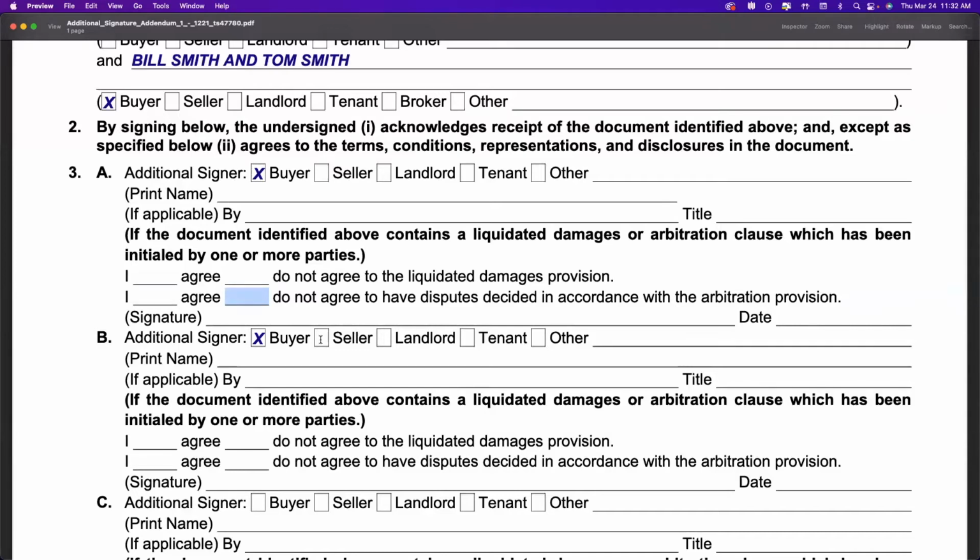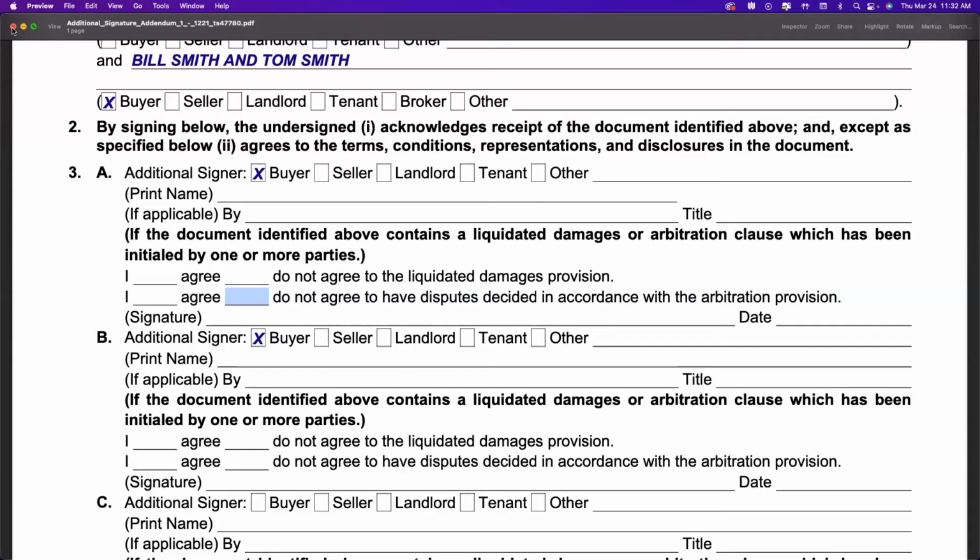Is that clear? So the only people that are going to sign it are these people, Bill and Tom Smith. Bill Smith here, Tom Smith here, have them initial here if they're agreeing to those clauses. Okay? Questions about the additional signature addendum? Any questions? Okay. So again, remember, this form is only for when there are multiple buyers that do not fit on the purchase agreement, and then you send it with your offer.